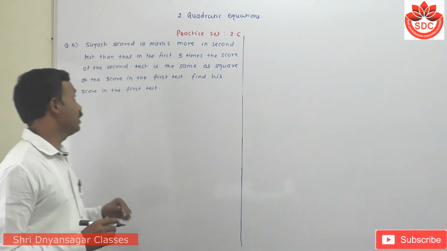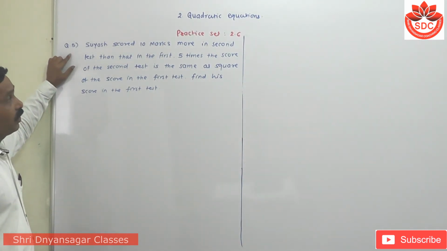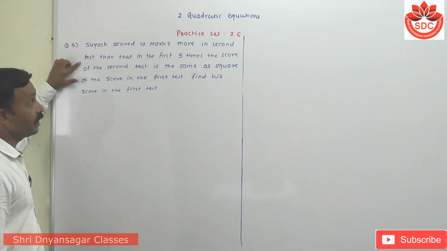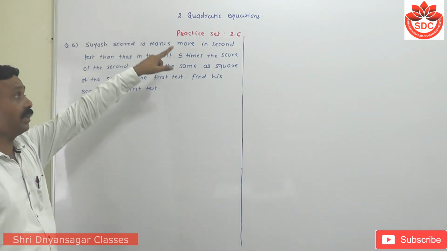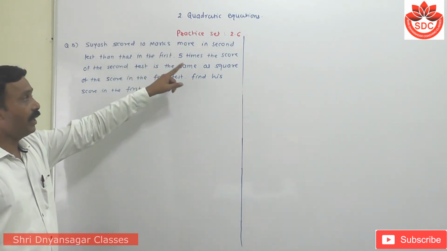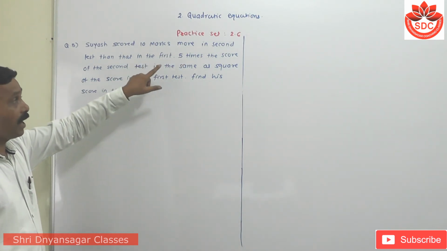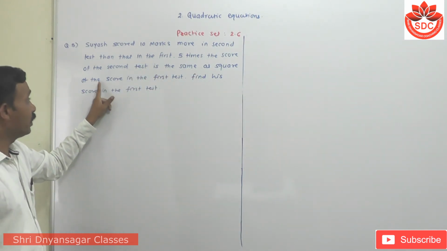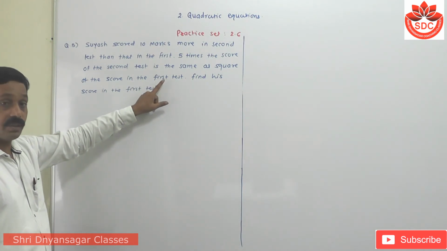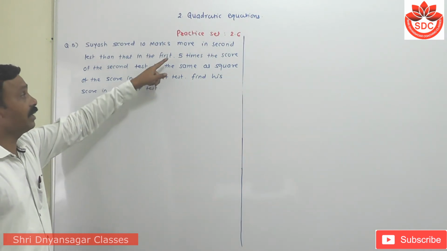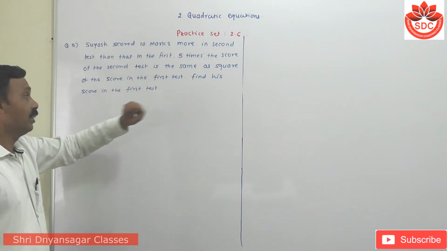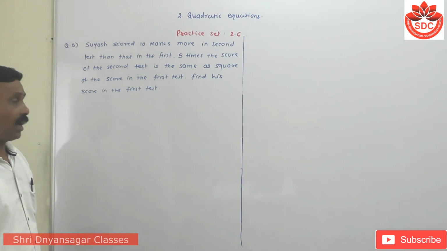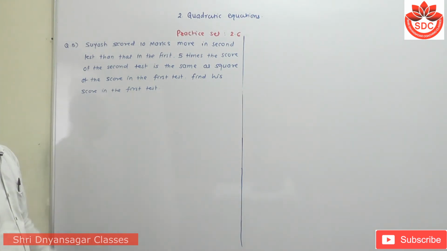Okay, question number 5: Suyash scored 10 marks more in the second test than in the first. Then 5 times the score of the second test is the same as the square of the score in the first test. Find his score in the first test. Here, let the score of the first test be x.